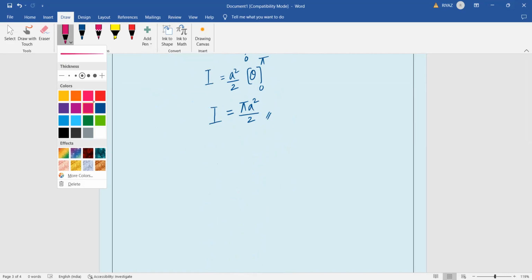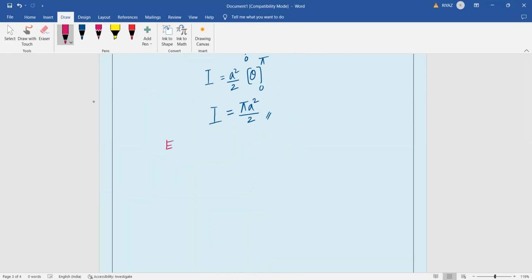Next question is evaluate the integral from 0 to 2, 0 to pi, of r sine square theta dr d theta. This is the problem. Let us see the solution of this one.